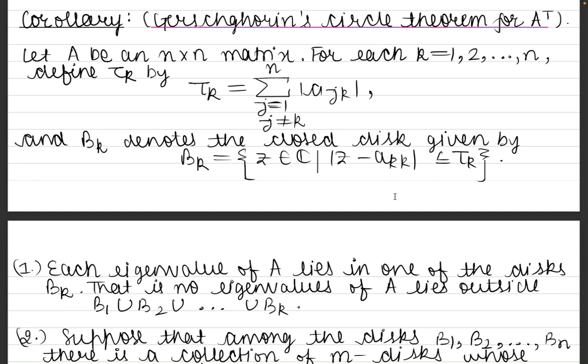define tau k by, now this is the column sum, j going from 1 to n, and j is not equal to k, and Bk denotes the closed disk given by, now the center is the same, but the radius is the column sum, such that |z minus akk| is less than or equal to tau k. Then the same conclusion as we have.